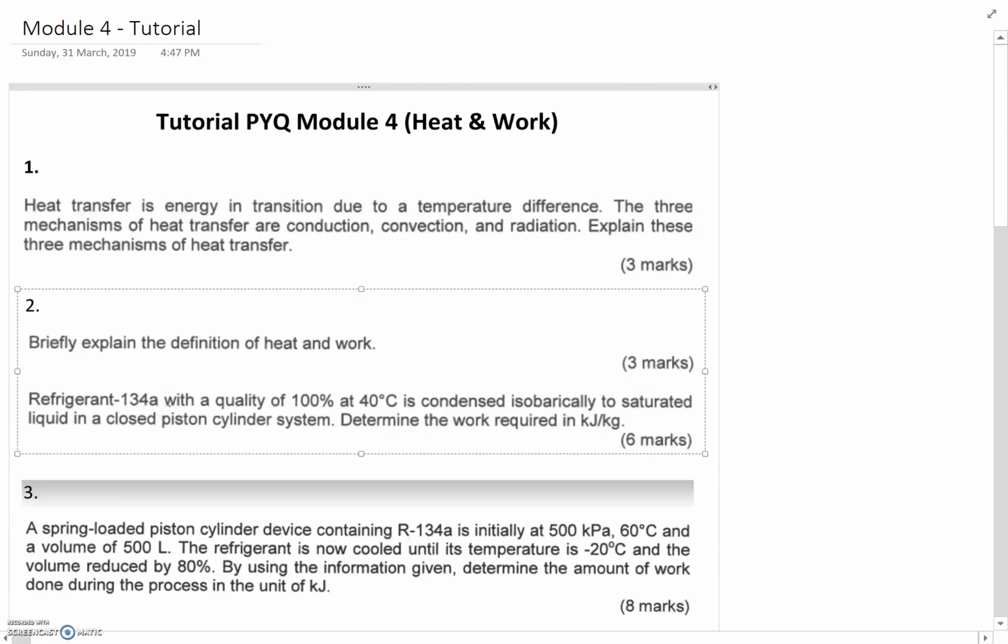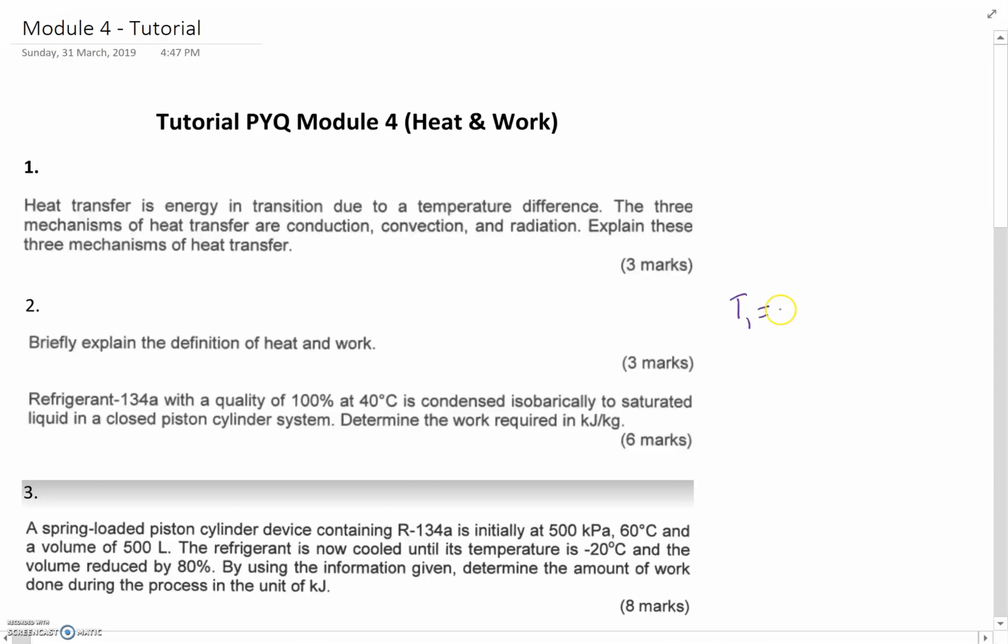So we have a refrigerant with quality of 100% at 40 degrees Celsius that is condensed isobarically to saturated liquid, in a closed piston cylinder system. Determine the work required. It means initially you have 100% quality at 40 degrees Celsius. So T1 and 100% content means everything has changed into vapor. So it is saturated vapor, and x equals 1, right?